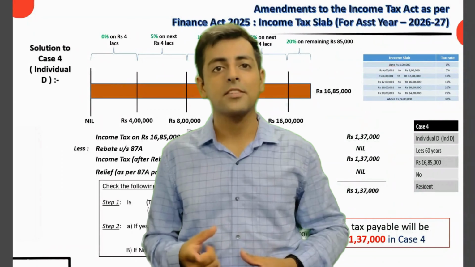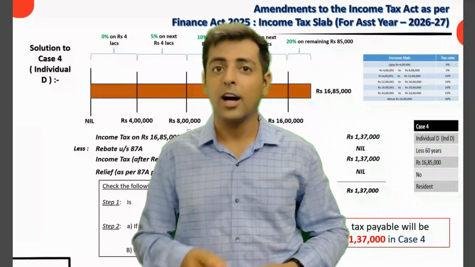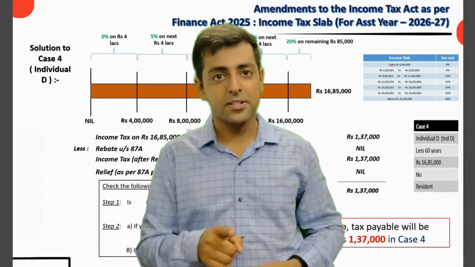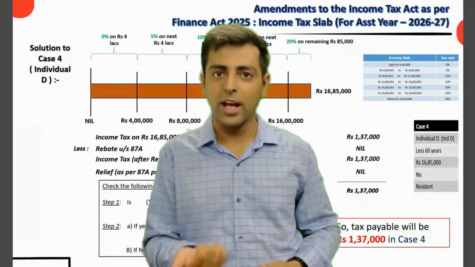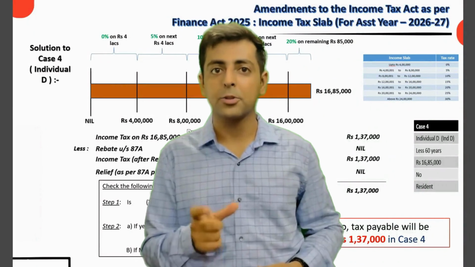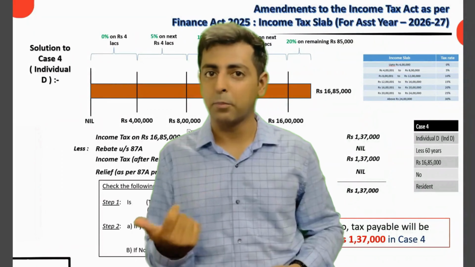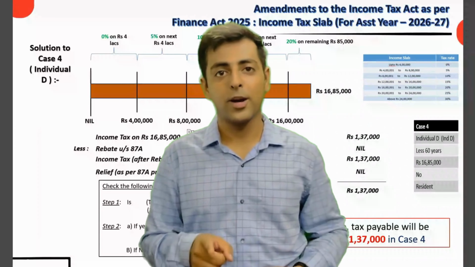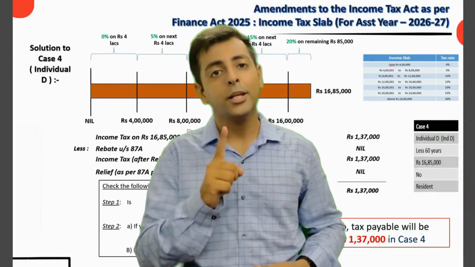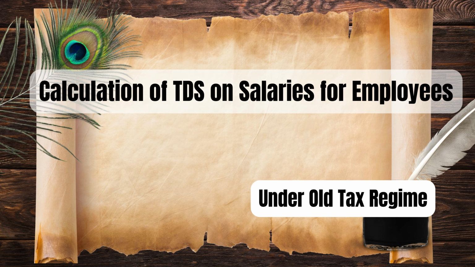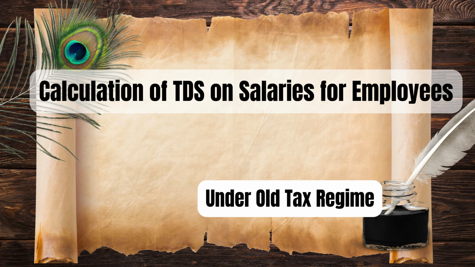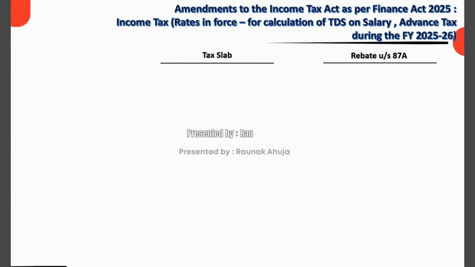Now let's move on to the taxes as per the old tax regime. A word of caution here again. Taxes will be calculated under this regime, that is the old tax regime, only if a declaration to this effect has been shared by the employee to the employer. Otherwise, the taxes would be calculated as per the new tax regime only. If the assessee opts for the old tax regime, then in such a case, the rates in force for the calculation of TDS on salary and the advance tax during the financial year 25-26 would be as under.